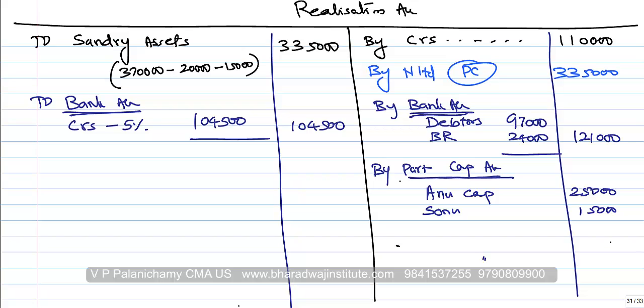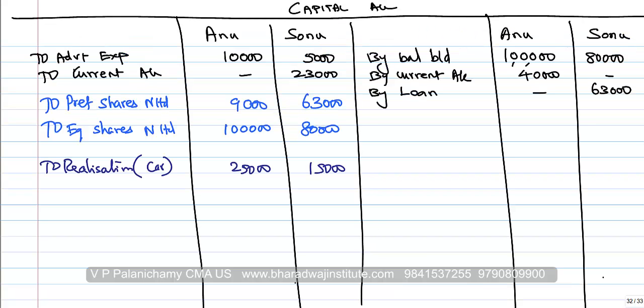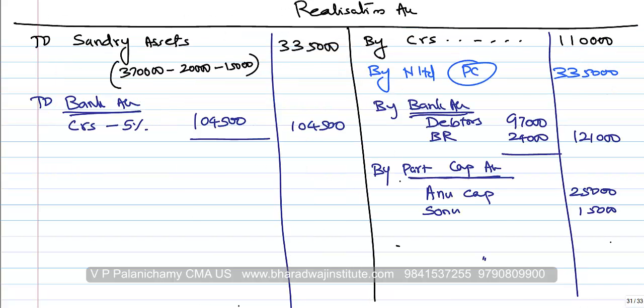1,21,000. To bank only one payment, 1,04,500. Where will this come? Cash account, to realization. How much is realized? 1,21,000. By realization, what is the payment made to creditors? 1,04,500. Then, as usual, we have to tally which account? Realization account. Tally the realization account and tell me the balance. This profit will be transferred to whom? Anu and Sonu.